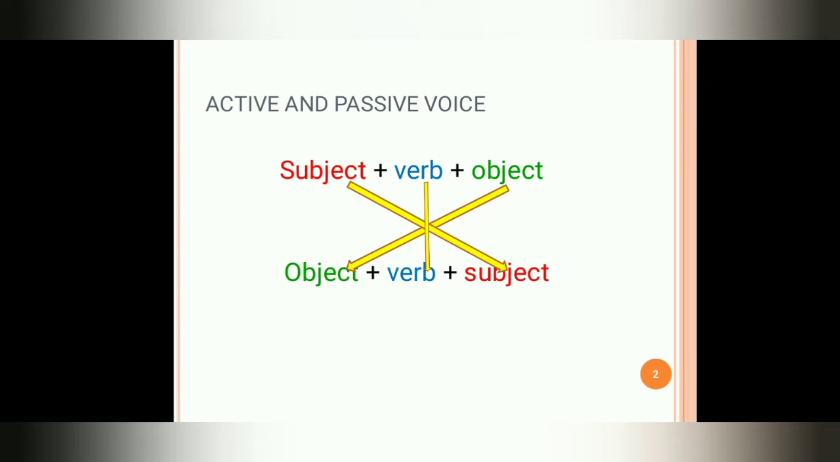As you can see, it's just a recap of the structure of the active and passive voice. In case of the active voice, subject comes first, then comes the verb, and then comes the object. In case of the passive voice, object, then verb, and then the subject.